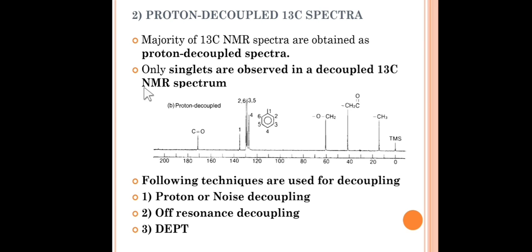Friends, there are many techniques used for the simplification of this complex spectra, or I will say decoupling techniques. There are proton or noise decoupling, off resonance decoupling, and DEPT. We already studied these techniques in the simplification of H1 spectra, so please watch those videos. In the next video we are going to learn the other two techniques, off resonance decoupling and DEPT.